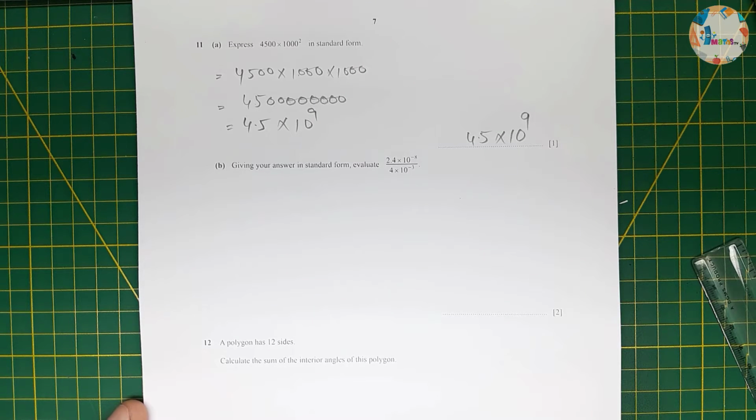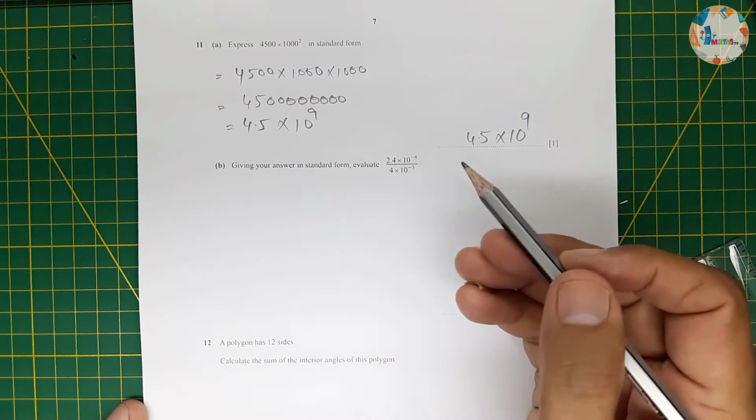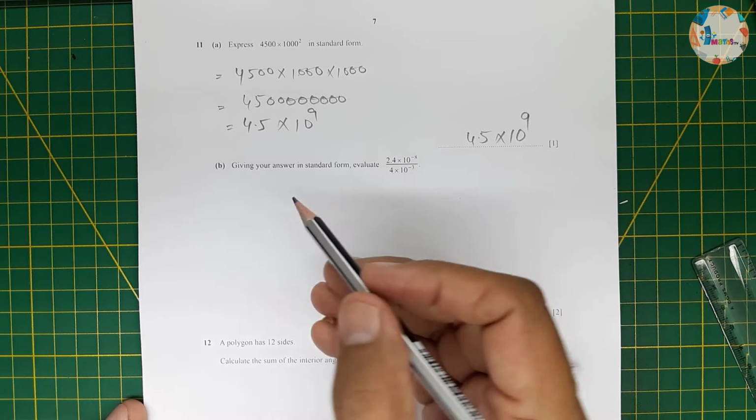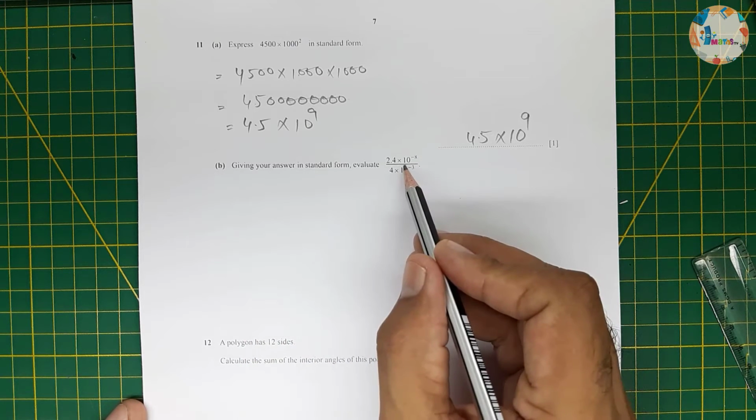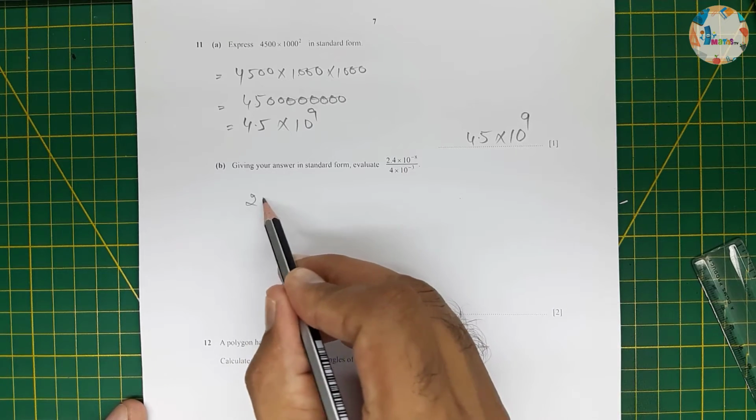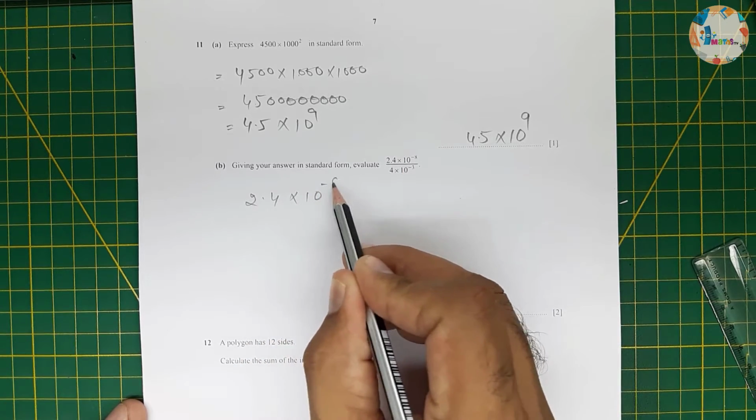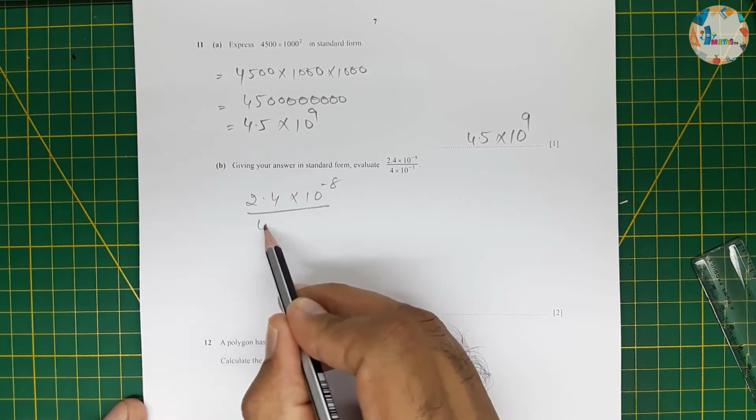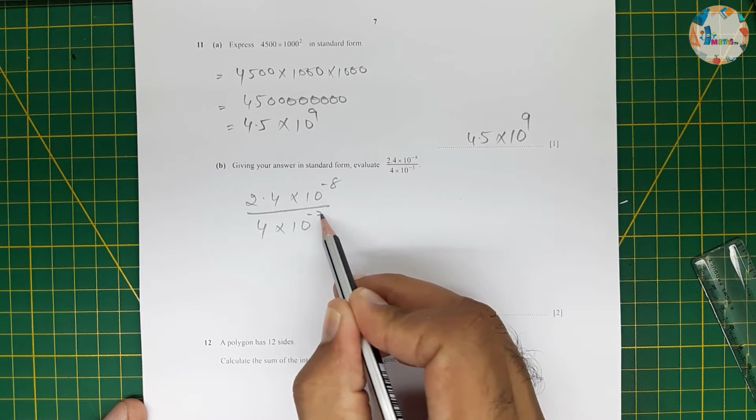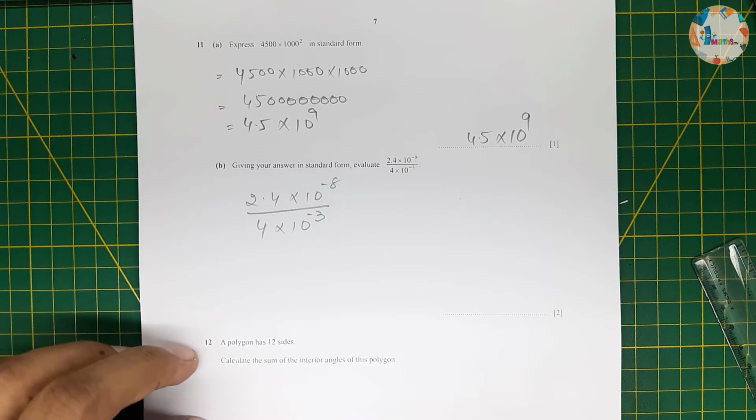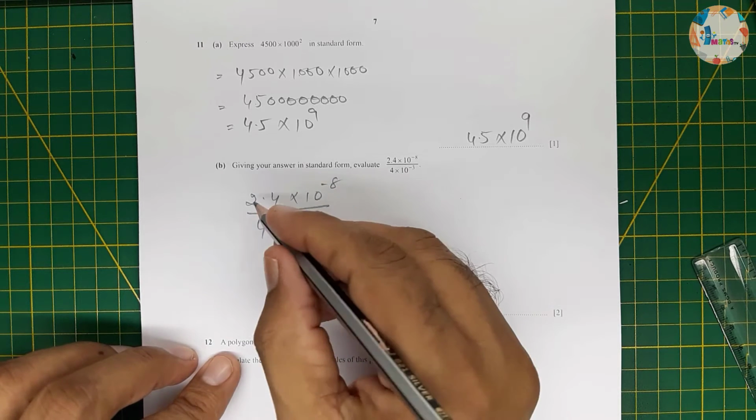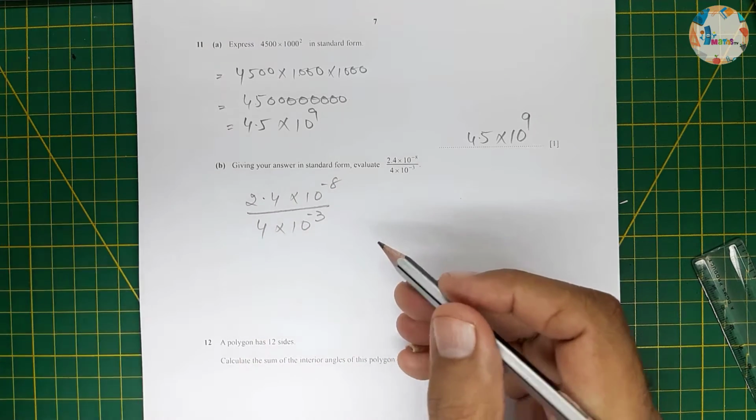Giving your answer in standard form, we have to evaluate these two things. So this is 2.4 into 10 raised to the power -8 divided by 4 into 10 raised to the power -3. So what we can do, we can convert.